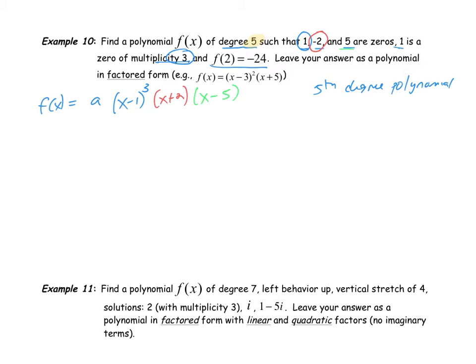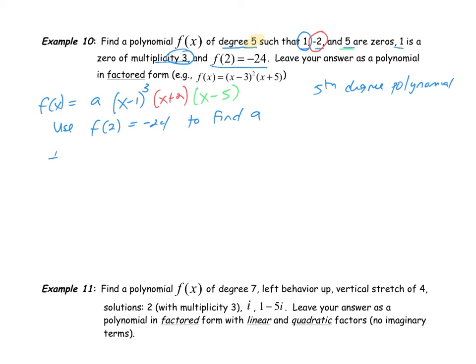So that's our function in factored form, but we need to figure out what a is. So we're given that f of 2 is -24. So let's use that. So use the information that f of 2 equals -24 to find the value for a. Now, do we need to expand this in order to evaluate it? Absolutely not. That would be a nightmare, I think. But we can just use factored form.